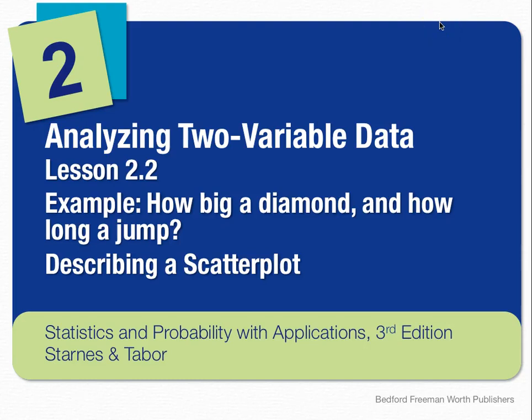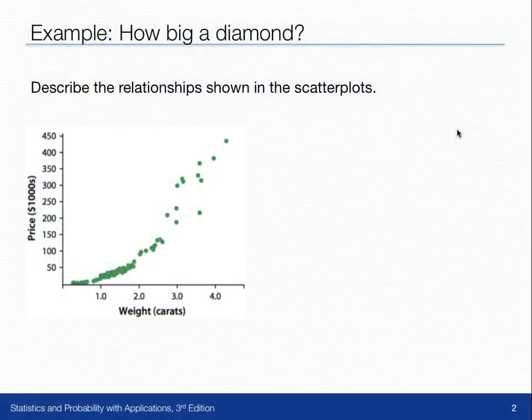In lesson 2.2 example, how big a diamond and how long a jump, we're going to use two examples to describe scatter plots. So describe the relationships shown in the scatter plots. We're going to have two of them.